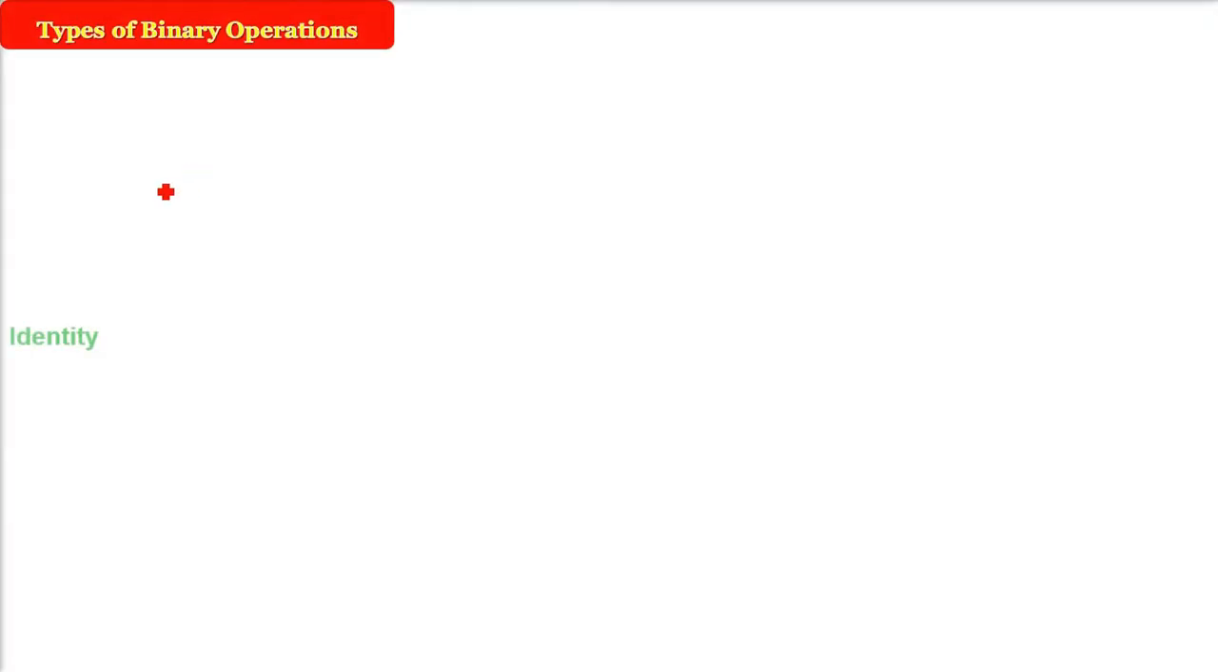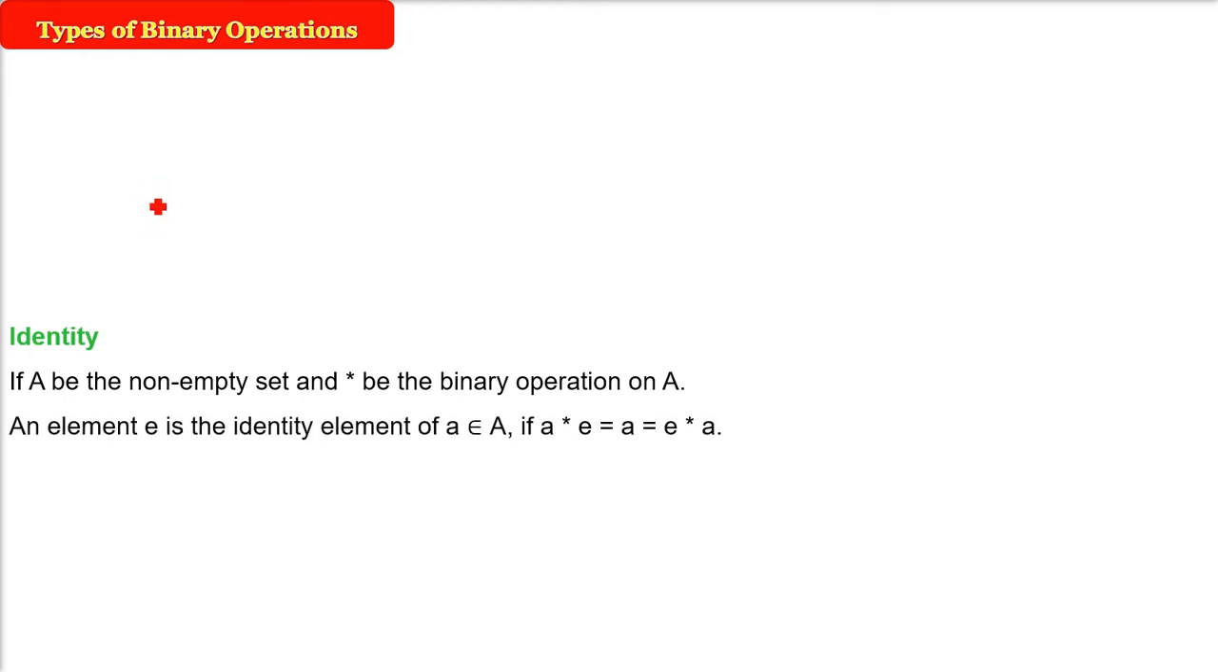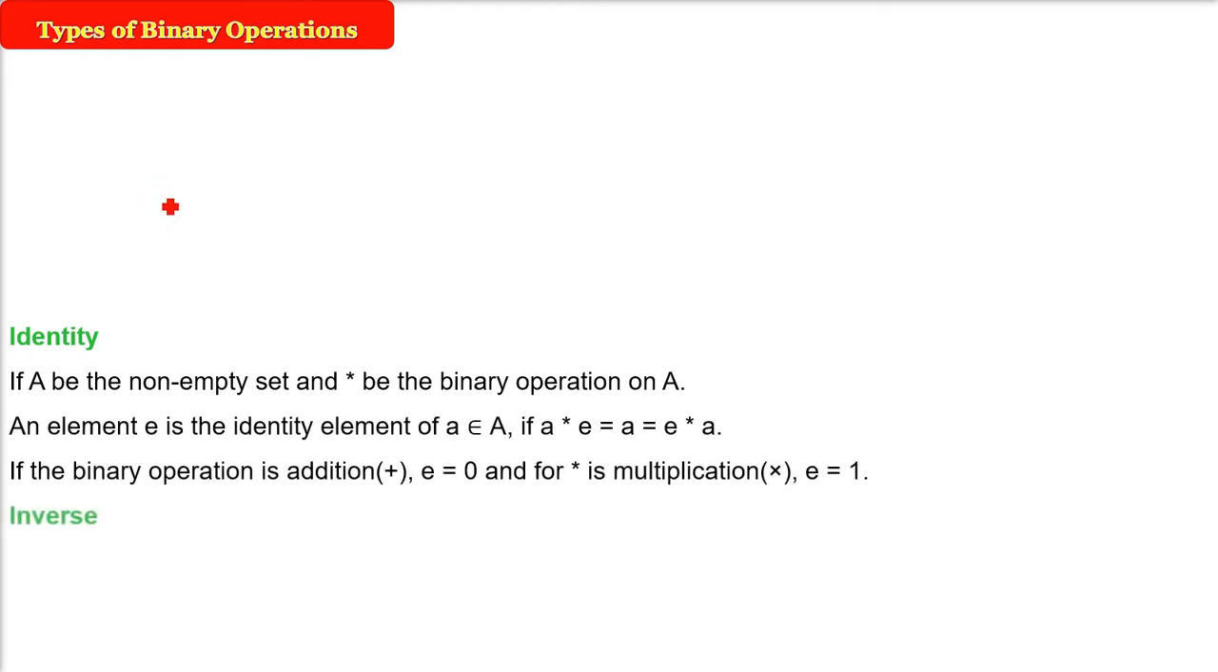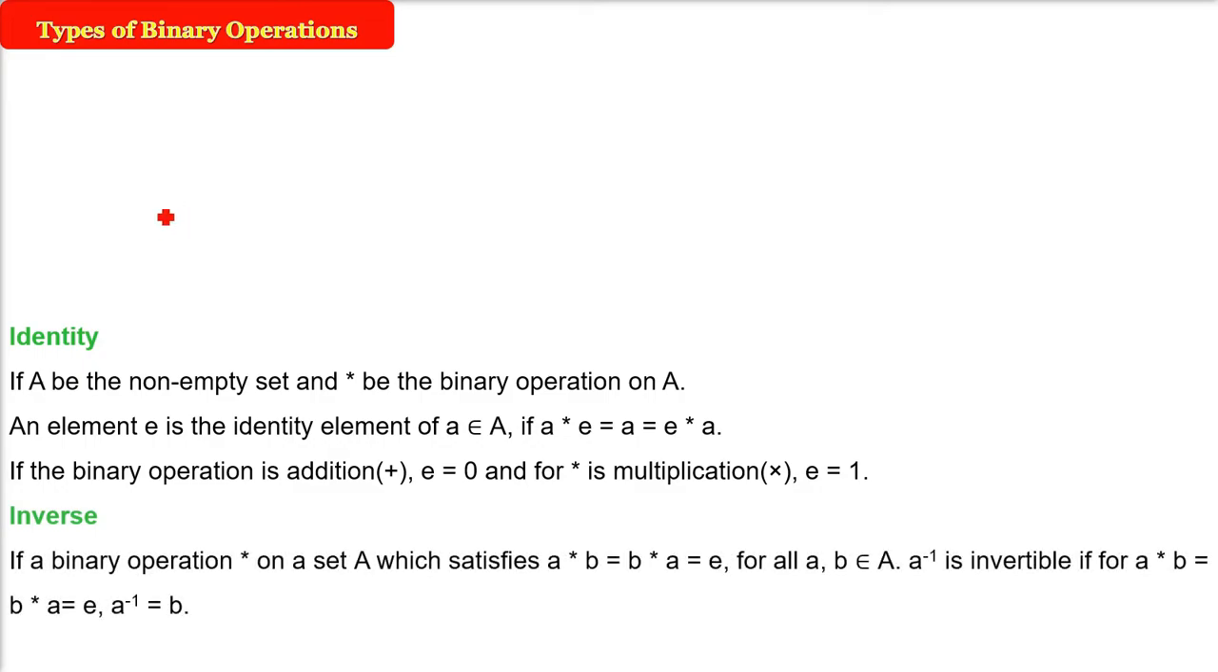Now the identity. This is also a property, this is also a type of binary operation, identity. So there will be an identity, and when the identity exists, there will be inverse. For inverse to happen, there has to be some identity value. Remember, everything is happening on a set, so you have to be very careful about understanding the set.